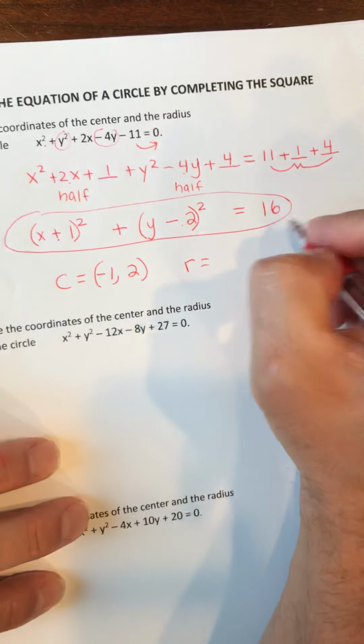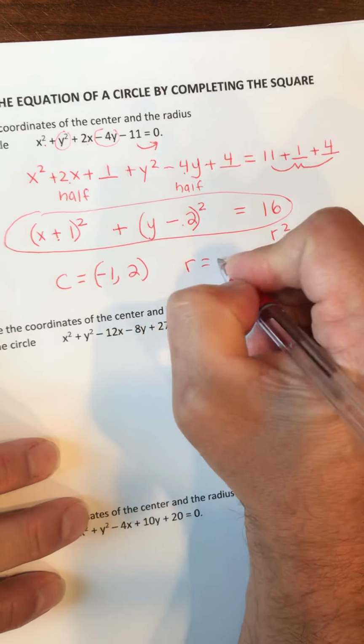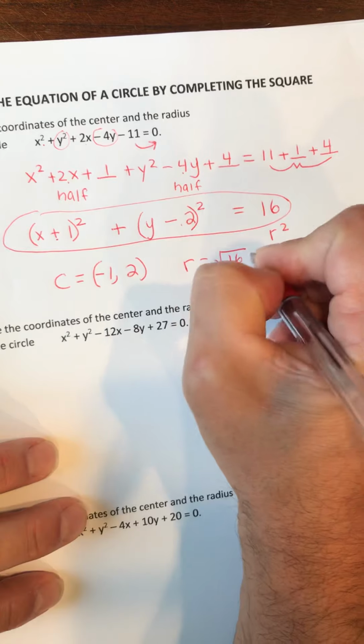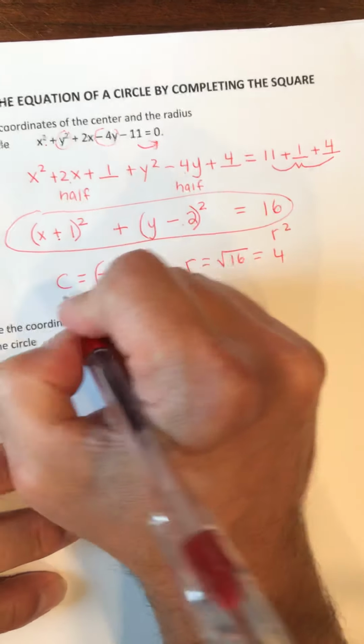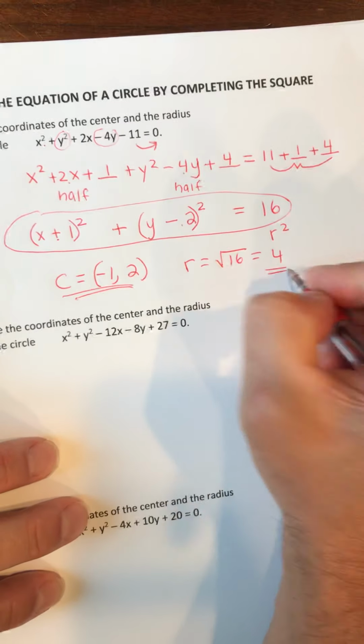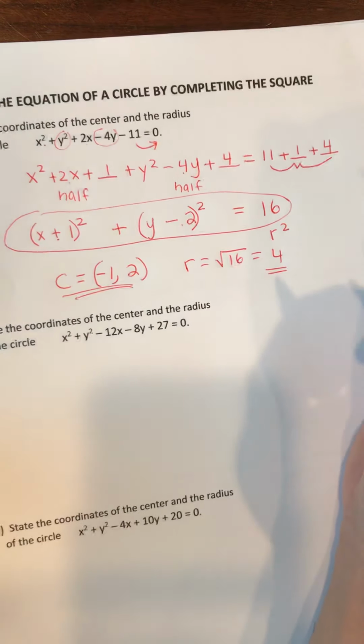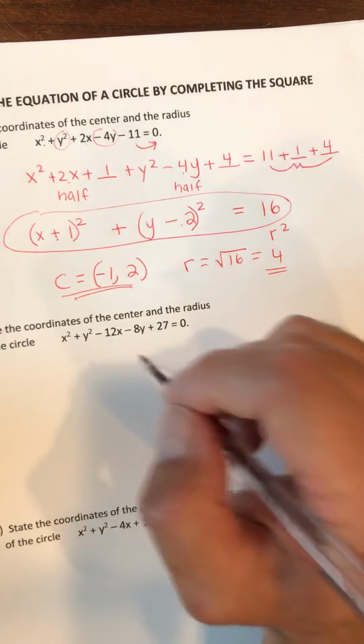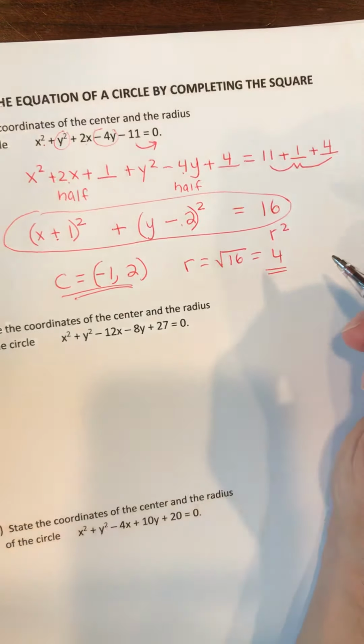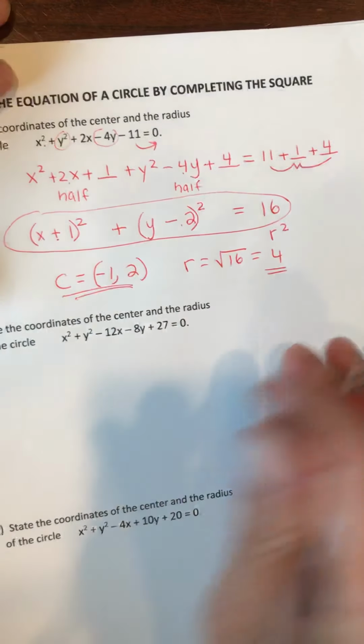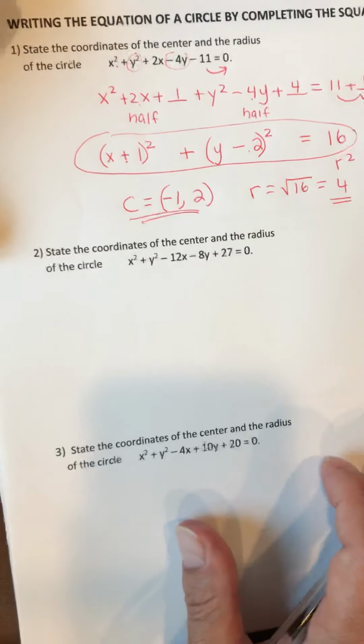And the radius, remember, this is r squared. So r has got to be the square root of that number. The square root of 16 is 4. So my center is 1, negative 2, and my radius is 4. All right, and this is the skill we're going to pretty much practice all week long. All right, let me show you one or two more.